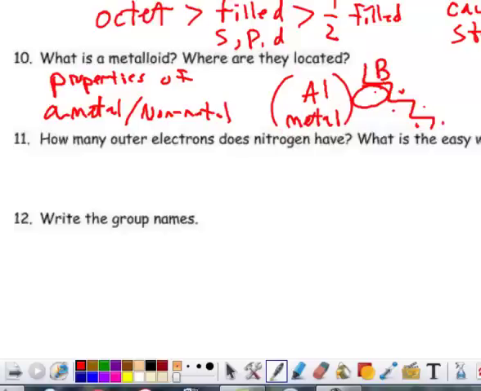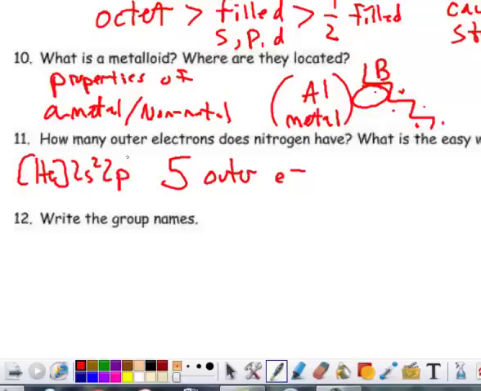How many outer electrons does nitrogen have? Nitrogen would have 5 outer electrons. The easy way to tell, well, the hard way to tell, is its electron configuration: helium 2s2, 2p3. So it has 2 in the s and 3 in the p, 5 outer electrons.